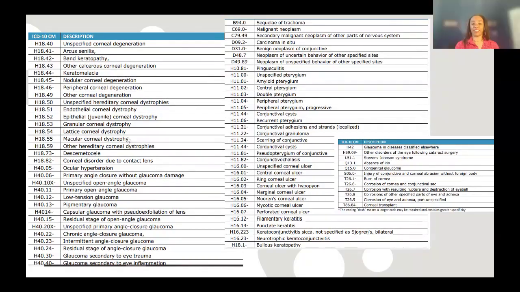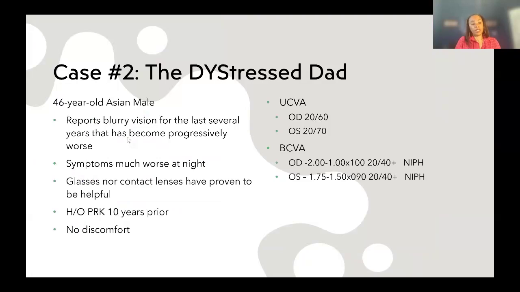Awesome. All right, we're going to switch gears a little bit. So case number 2, this patient is the distressed dad. That is not a typo there. I really wanted to spell it like that. So he's a 46-year-old Asian male, reports blurry vision for the last several years, has become just progressively worse. His symptoms are horrible at night. He's a dad of multiple kids that are in lots of sports, and he's having to drive them back and forth on this dark, tiny country road at night, and it's becoming an issue.